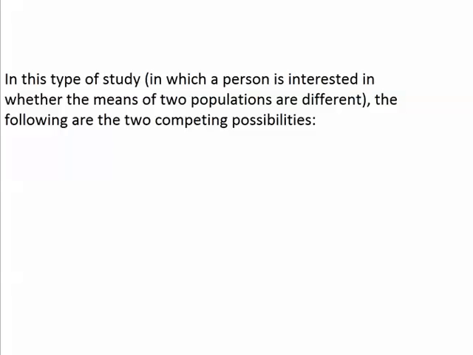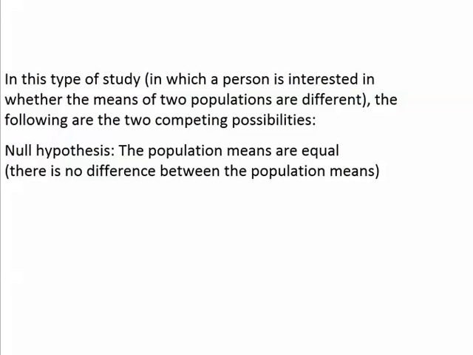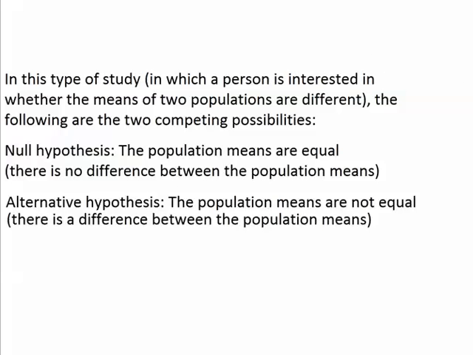In this type of study, in which we're interested in whether the two population means are equal, these are the two competing possibilities. So in this type of study that we've been talking about, the null hypothesis says that the means of the two populations are equal. There's no difference between the population means. The alternative hypothesis says that the population means are not equal, and that there is a difference between the population means.